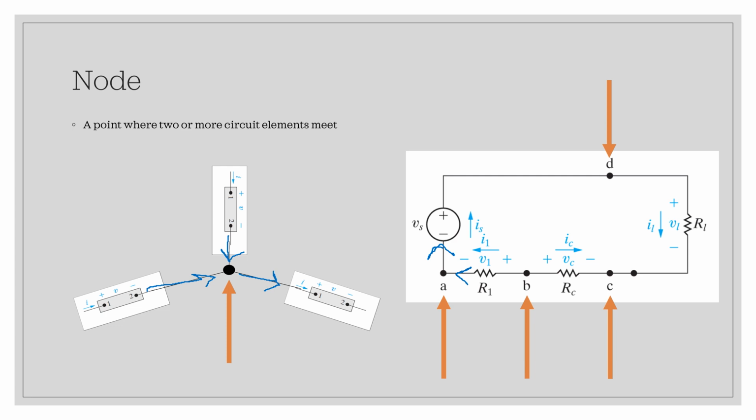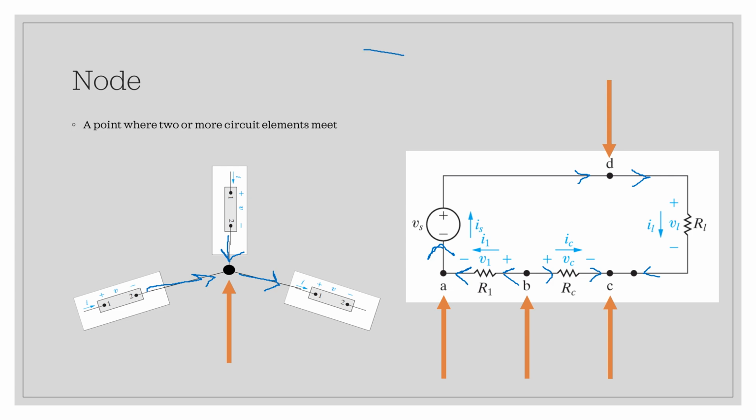At B, I sub 1 is leaving node B, and I sub C is also leaving node B. At node C, by definition, our current I sub C is entering node C, and our current I sub L is also entering C. If we look at node D, the current I sub S is entering node D, and the current I sub L is leaving node D.